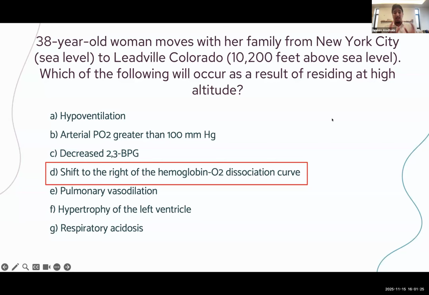So, can someone just quickly tell me what does it mean when we say a shift to the right? What does that mean for the hemoglobin oxygen dissociation curve?